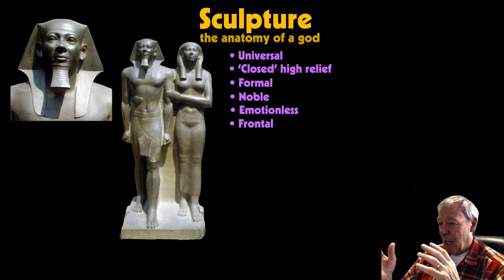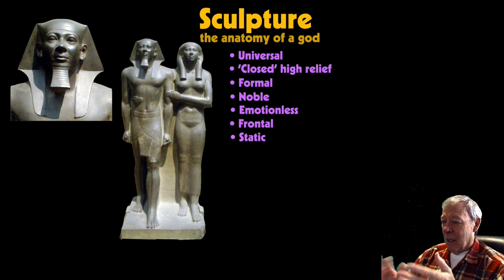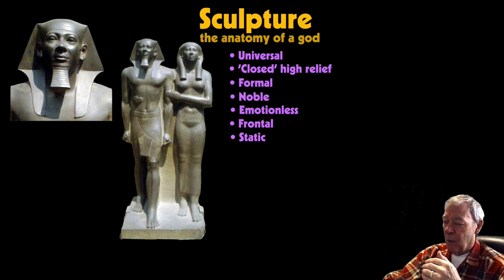Not like those little slave girls. That's never going to happen with a pharaoh and his wife. And so always very frontal. And again, static. They've got their foot moved forward. Their left foot is striding forward, but otherwise very static and locked into place with the hands stiffly held at the sides.